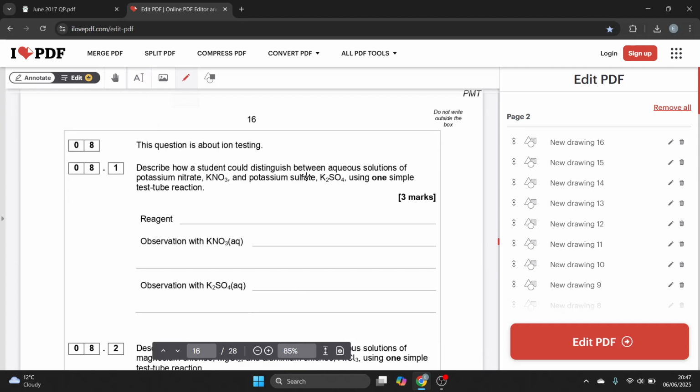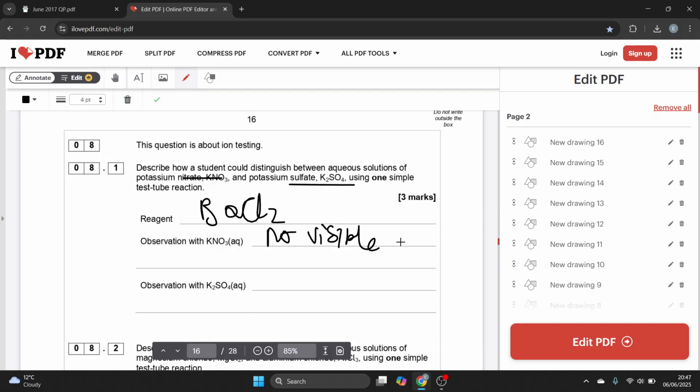Describe how students distinguish between potassium nitrate, potassium sulfate, using barium chloride. No visible change. No visible change. And this one goes from no visible change to a white precipitate. Yes, white precipitate.